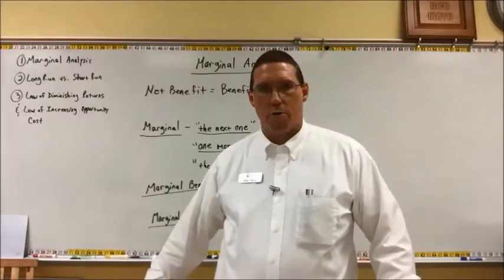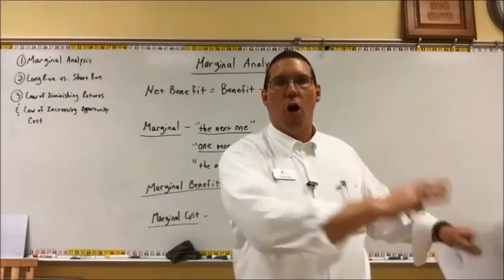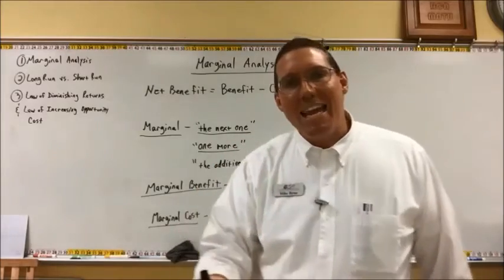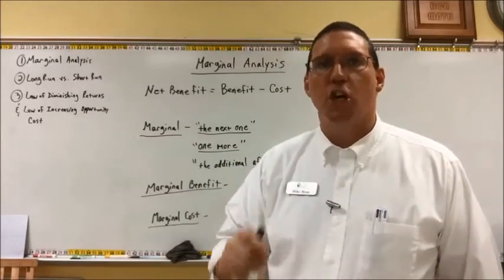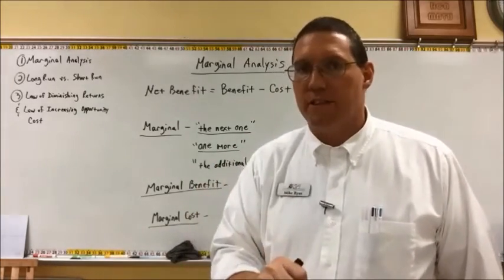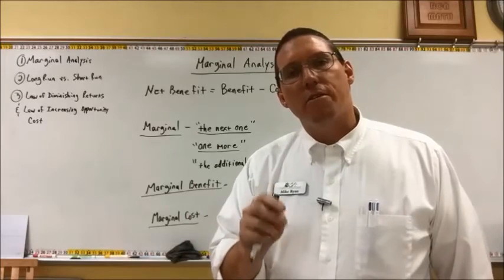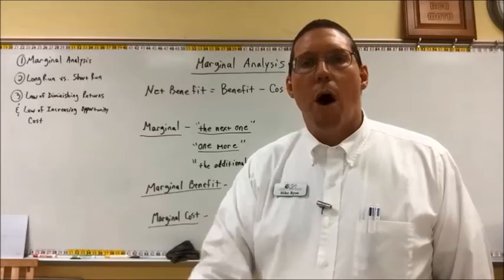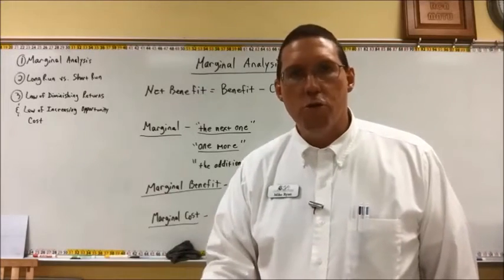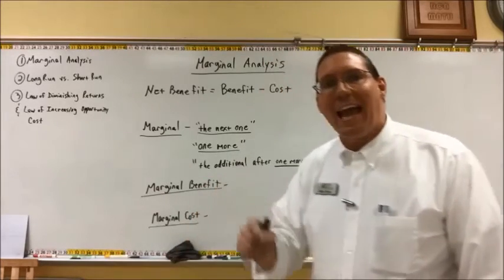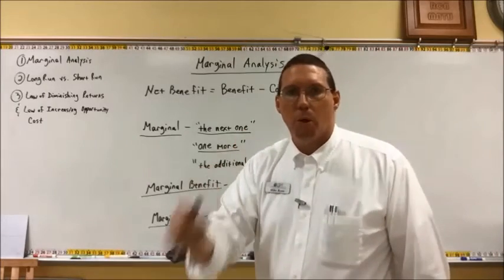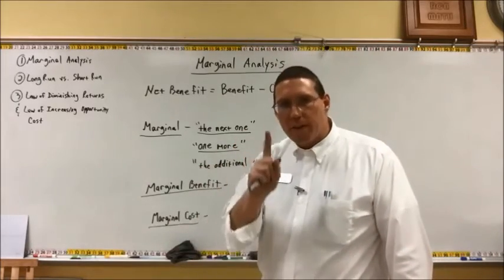So the way that we make these decisions in our minds is not by comparing the overall benefit of all of our cars or all of our food with the overall costs of all of our food. The way that we decide on the quantity that we should buy, and we're going to get to quantity in a few minutes, or the quantity that we should consume, is we analyze each additional one that we're going to consume, one at a time.